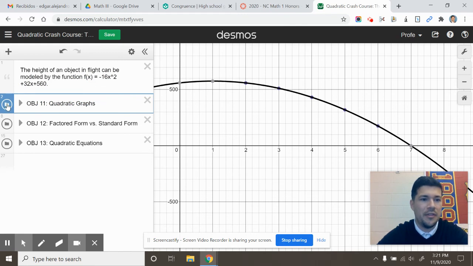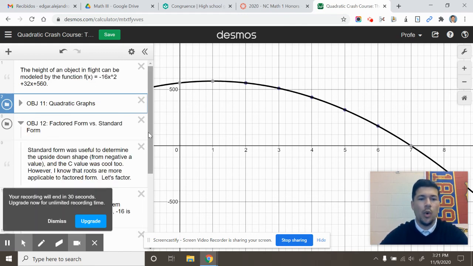So enough about the graph. Let's look at what we learned about factored form versus standard form, but that'll be in a second video because I have like 20 seconds remaining.